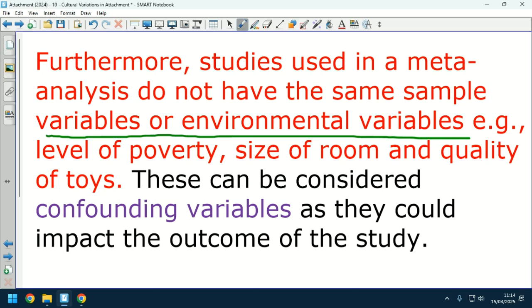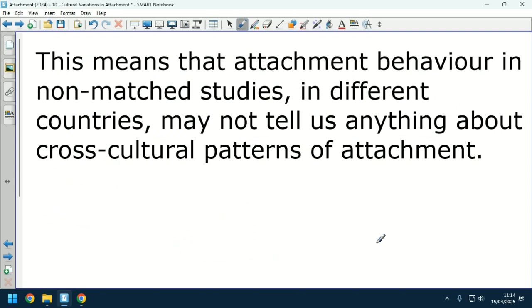And so what we also have to accept is that because they weren't done by the same researcher who was trying to eliminate the same variables, there could be something called confounding variables. And so the outcome of the study could actually have changed because of how the particular variables impacted how the participants behaved. So we do find that this is a problem. The attachment behavior could be different. So even though they all use the strange situation, the Van Ijzendoorn study may not tell us anything specifically about cultural patterns because of these confounding variables.